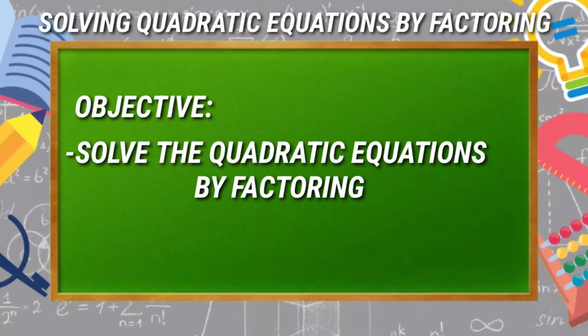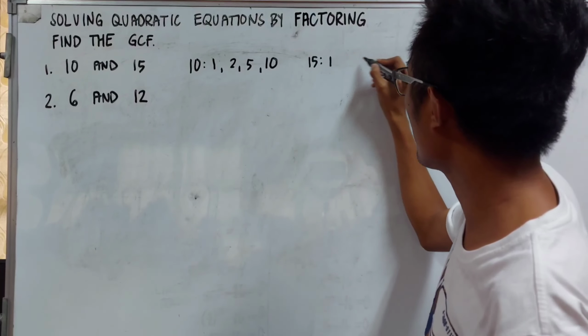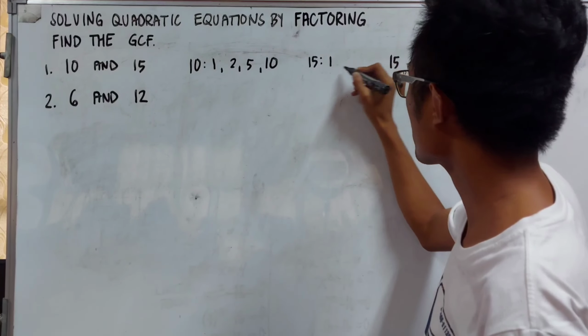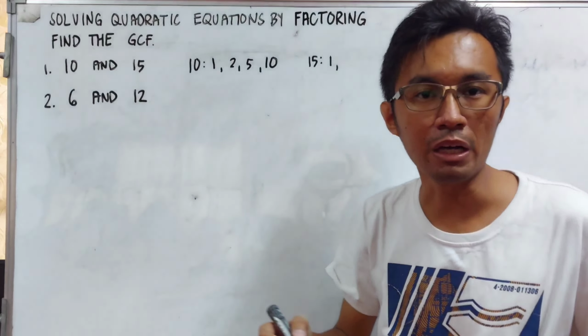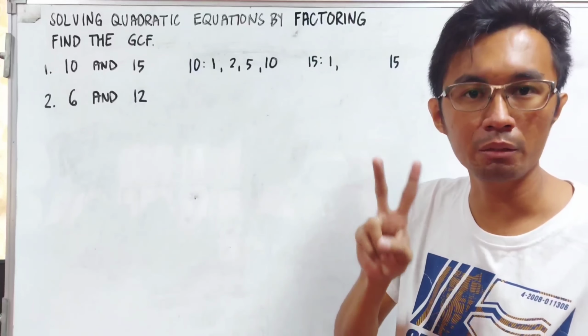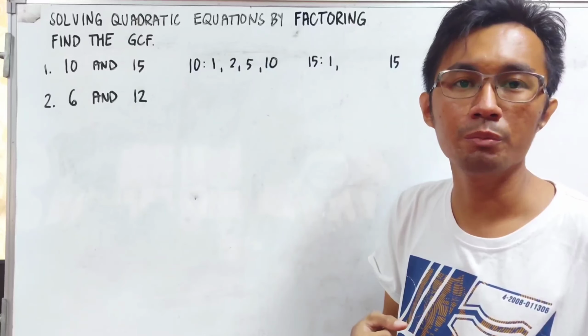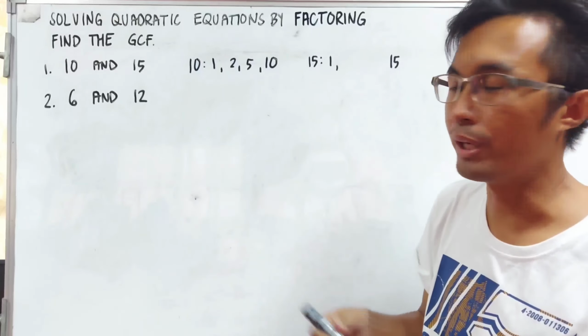Then, for 15, let us start with 1 and 15. Meron pa bang dalawang numbers na kapag pinag-multiply mo is 15? We have 3 and 5. Meron pa bang factors? Wala na.